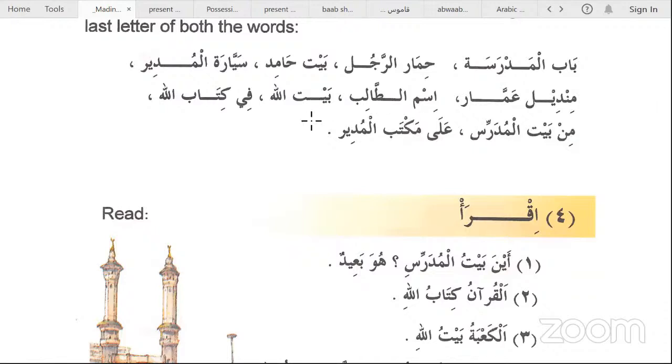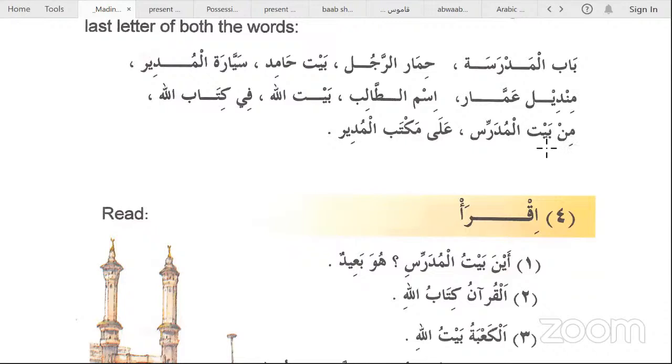Next one. Baitullahi. Excellent. Fi kitabullahi. No, fi is coming. Fi kitabillahi. Ahsanti, mashallah. Excellent. Min baitul mudarrasi. Same thing. Min is coming. Min is a preposition, meaning from. So min changes the harakat of the ta. Becomes? Min baitul. What was fi doing? You read fi kitabillahi. Same thing again.